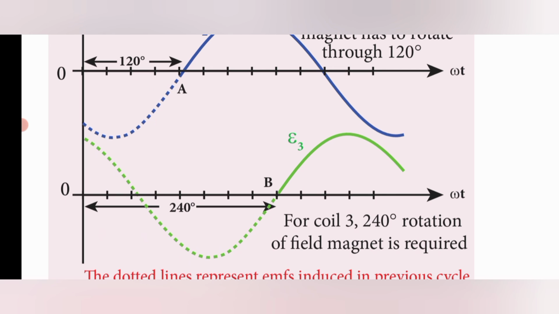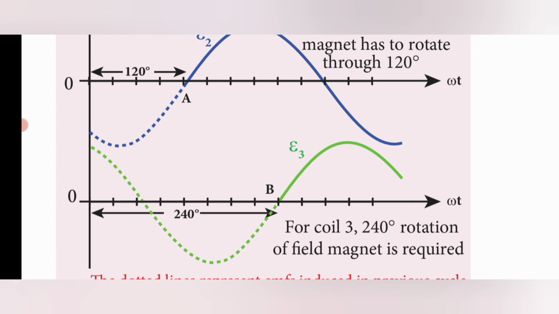So the 3 EMFs are produced in the 3 phases. The phase difference is 120 degrees for coils 1 and 2, 120 degrees for coils 2 and 3, and 120 degrees for coils 3 and 1, while for coils 1 and 3 it is 240 degrees of rotation. So this is the 3 phase AC generator. It is able to produce a 3 phase induced current.